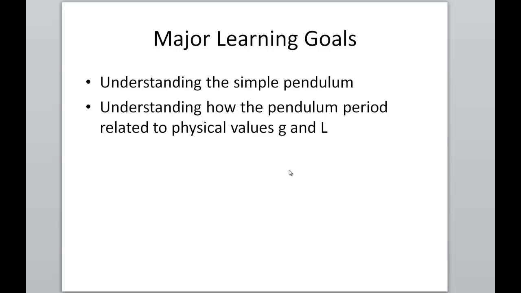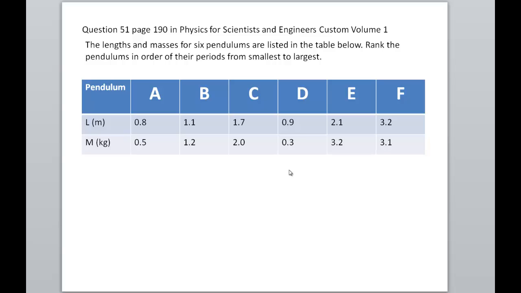So now let's try one of the problems from the textbook. In the table, the lengths and masses of 6 pendulums are listed. To rank the pendulums in order of their periods, let's look at the formula we found in the previous slide: T is equal to 2 pi square root of L over g. Looking at this formula, we know that the period is dependent on the length and not the mass of the pendulum. This means that the largest period would have the largest length.